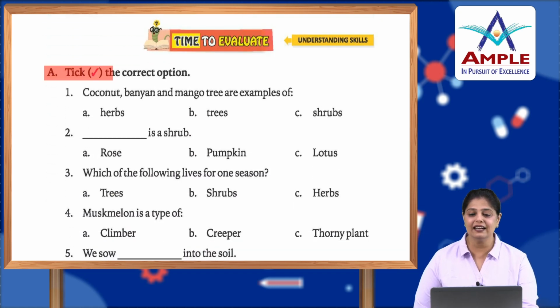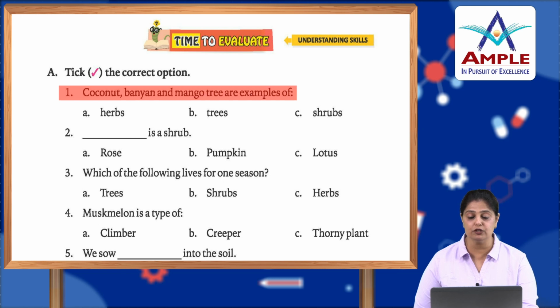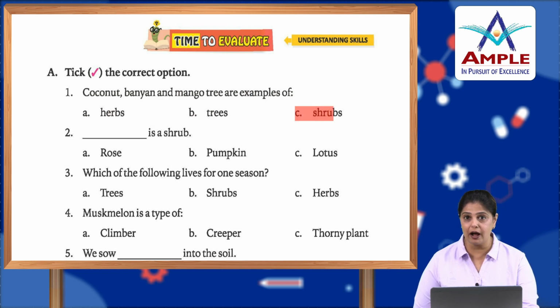Take the correct option. Coconut, banyan and mango tree are examples of herbs, trees or shrubs. They are big, tall, strong. They are trees. Dash is a shrub. Rose, pumpkin or lotus, it's a rose. Which of the following lives for one season? Trees, shrubs or herbs? It is herbs.